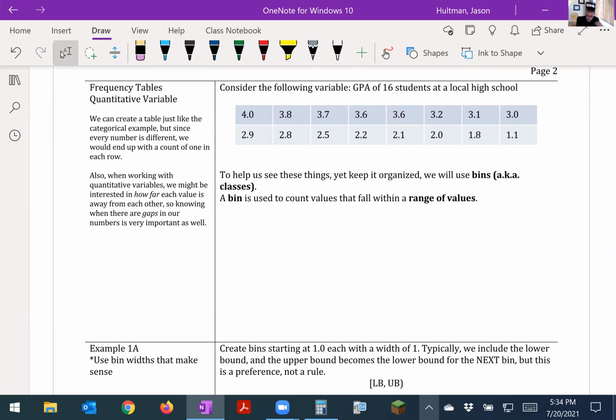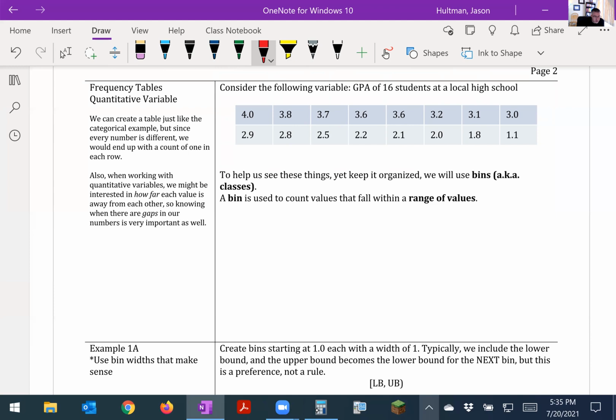Consider the following GPAs of 16 students at their local high school. So we have 4.0, 3.8, 3.7, 3.6, 3.6, 3.2, 3.1, 3.0, 2.9, 2.8, 2.5, 2.2, 2.1, 2.0, 1.8, and 1.1. That's nice that they ordered them for us from highest to lowest. To help us see these things, yet keep it organized, we will use bins, aka classes. A bin is used to count the values that fall within a certain range.